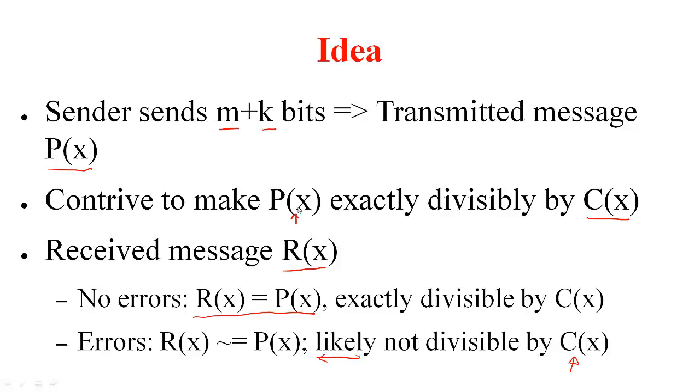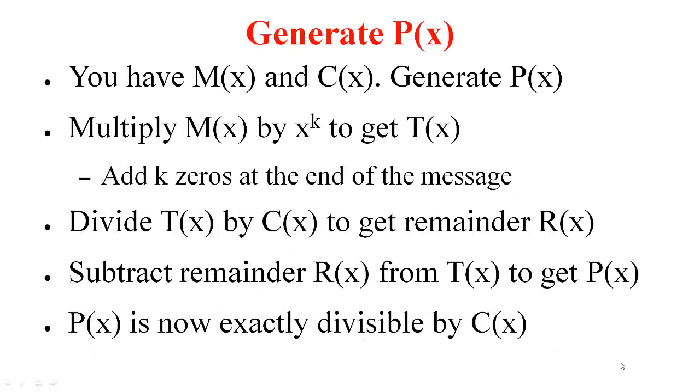So how do you make this Px exactly divisible by Cx? You know Mx, which is the message, and you know Cx, this is given. Now your goal is to generate the transmitted bits based on the polynomial here. The first thing you do is multiply this message by x to the power of k. Basically, this results in adding k zeros at the end of the message. So you get a temporary polynomial, let me call it Tx.